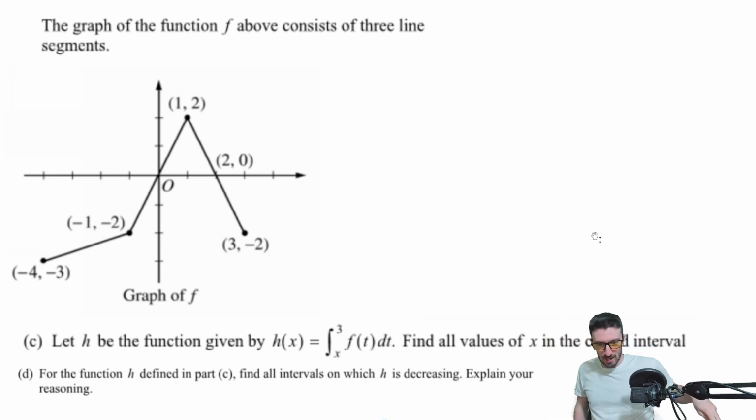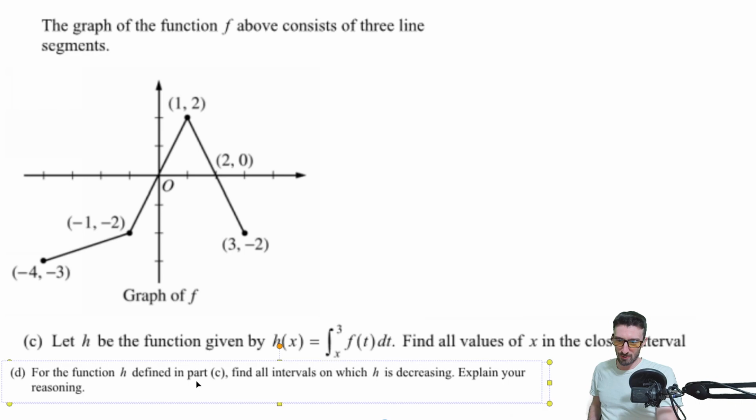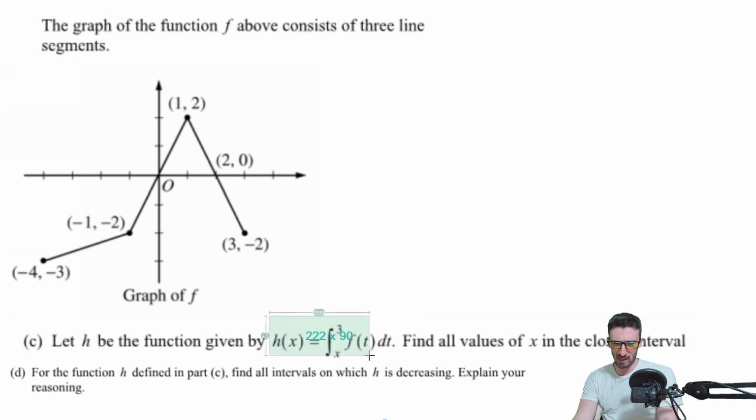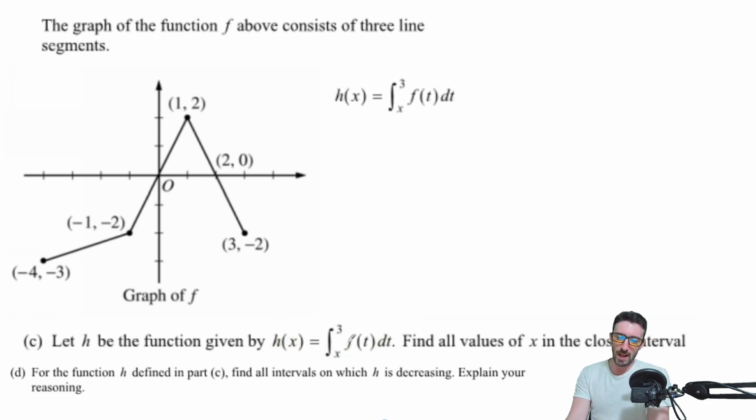All right, we got ourselves a part D that is talking about part C. And it says for the function h defined in part C. Oh, which one? I think they're talking about this one right here. Find all intervals on which h is decreasing.